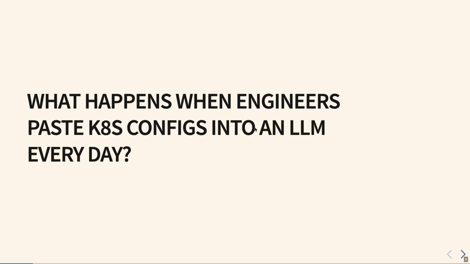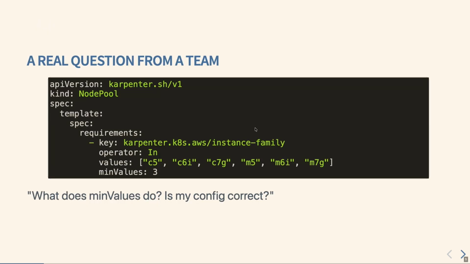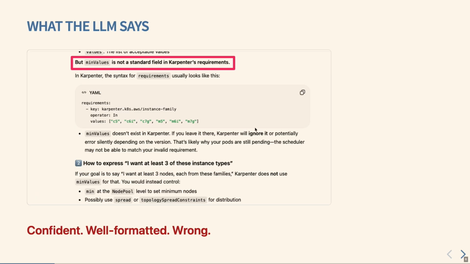So let's put you in context. What happens when you paste something into your favorite chatbot and ask something like this? This is a real question. What does minValues do? Is my config correct? You can paste it and that's it, right? Without any more context. This is a real test that I did a while ago, like 3 weeks or a month ago. It says minValues is not a standard field in Karpenter's requirements. And it starts to elaborate the answer, so it looks pretty confident, it's well formatted, but it's wrong.